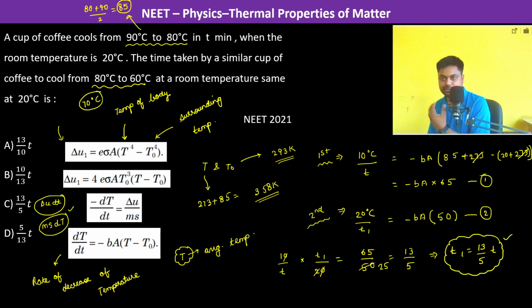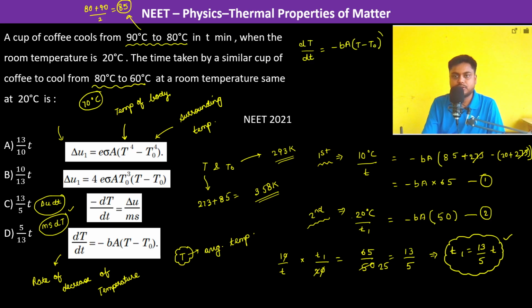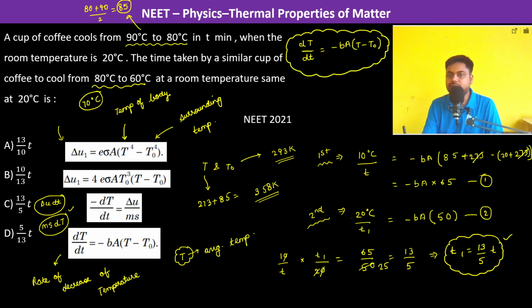Okay, I'll quickly summarize again. This is done based upon the concept of Newton's law of cooling. In Newton's law of cooling, we have to just remember one formula: dT by dt is equal to minus BA into T minus T naught. Okay, so this dT by dt is the rate of change of temperature.